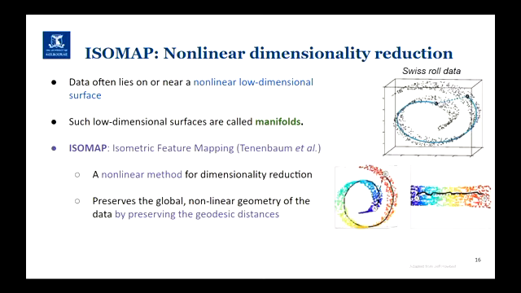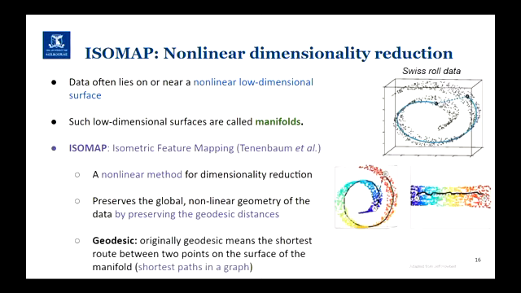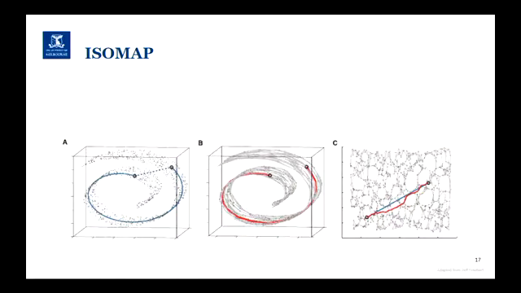Does anyone know what geodesic distance means? We used a different term. Originally, geodesic means the shortest route between 2 points on a given surface of the manifold. In a graph, a geodesic is basically the shortest path between 2 nodes i and j. Okay? So we are basically going to model our data as a graph. And it does as follows.